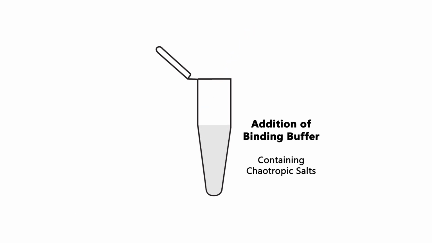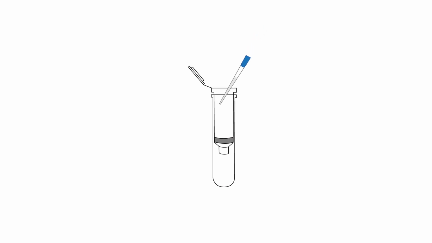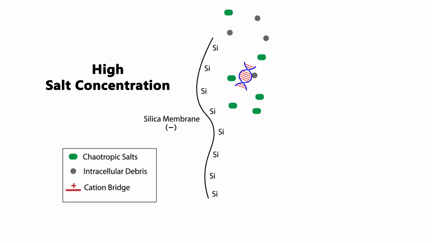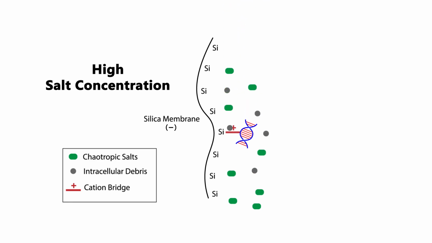DNA binding buffer containing chaotropic salts will be added to the cell lysate. The mixture is transferred to a column, and the sample is then centrifuged. In this instance, the column contains a silica membrane. The nucleic acids will bind to the silica membrane in the presence of high chaotropic salts, which provide a high salt concentration environment.